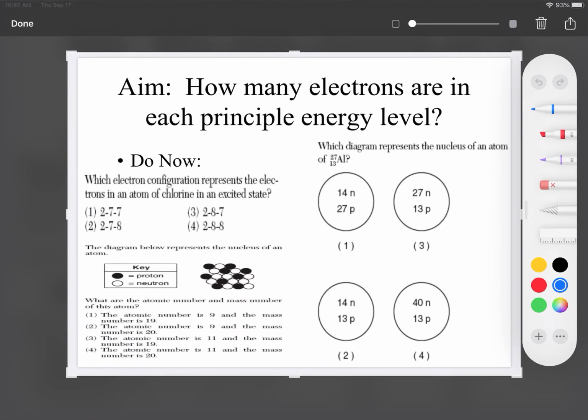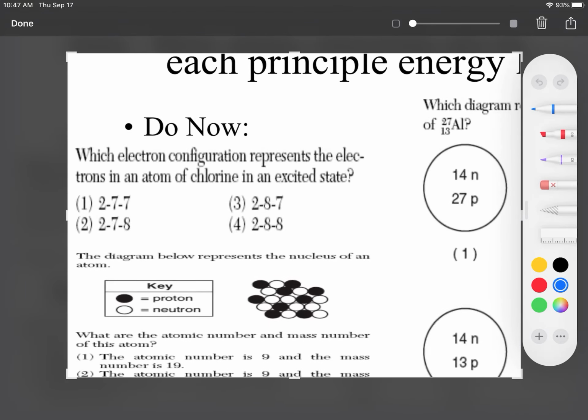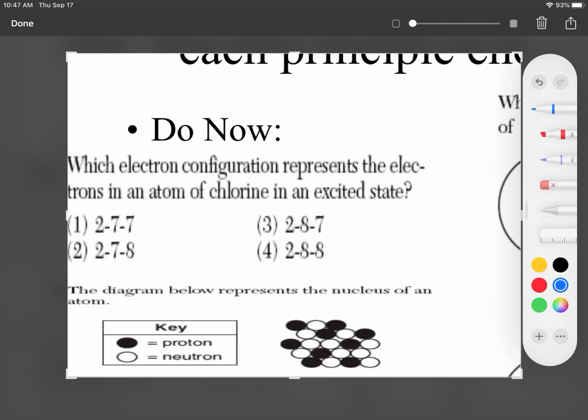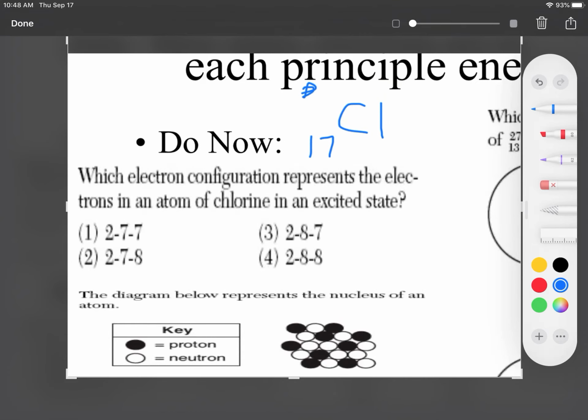It says, which electron configuration represents the electrons of an atom of chlorine in the excited state? Well, on Table S, if you don't know which symbol chlorine is, it tells you it's Cl. And what you need to look up on your periodic table is the atomic number of chlorine. The atomic number of chlorine is 17, while the mass says 35. Okay. It says, write the excited state of chlorine.